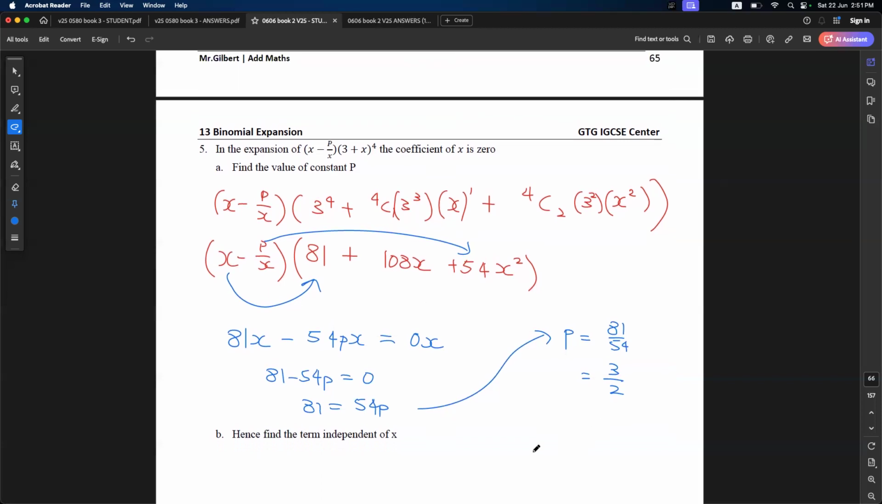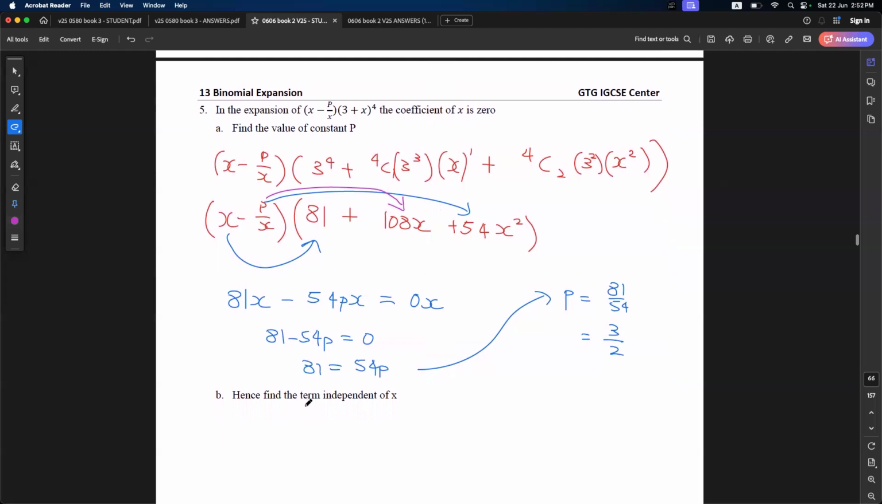Hence, find the term independent of x. In this case, which expansion gives us the term independent of x? Negative p over x times 1/8x, or anything else? It's just this expansion, right? Yeah, that was for the next part. Negative 108 times p, which is 3/2.